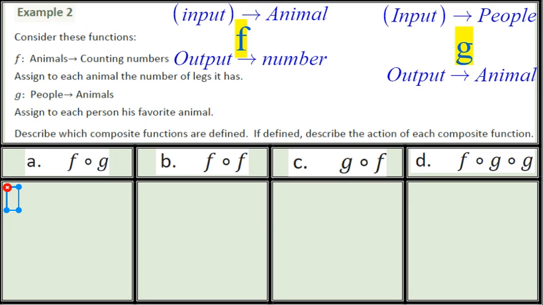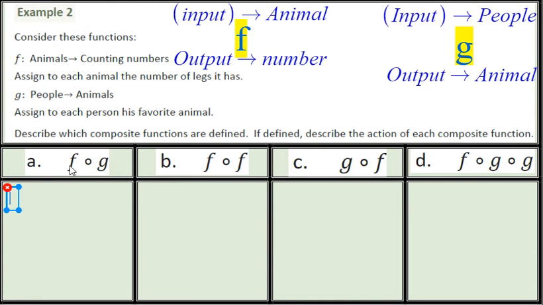So example 2, consider these functions. The function f, animals to counting numbers, assigns to each animal the number of legs it has. Function g, people to animals, assigns to each person his favorite animals. Describe which composite functions are defined. If defined, describe the action of each composite function.